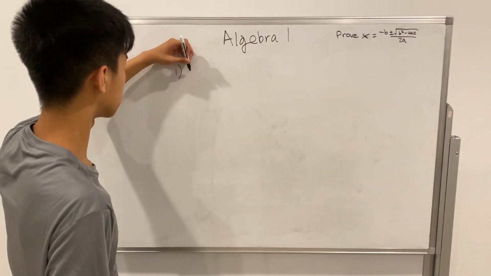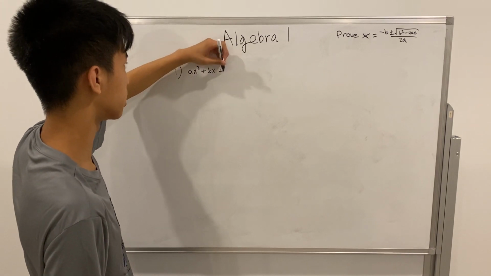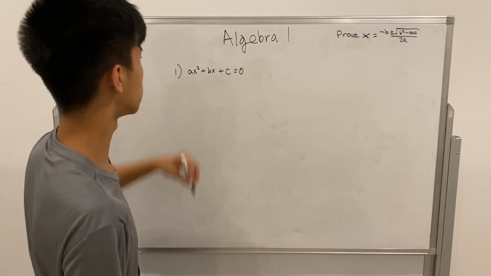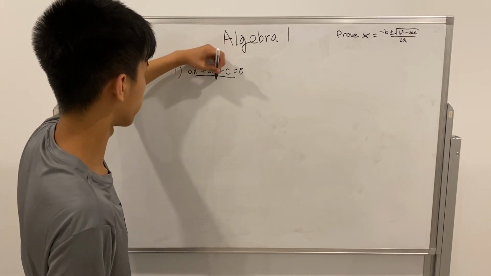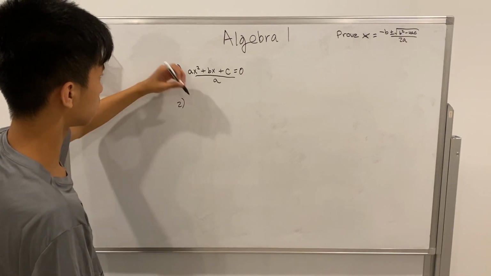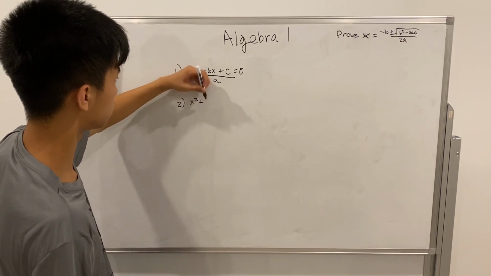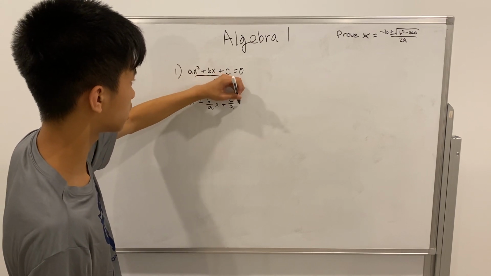So our first step is obviously to write out the equation. So that's ax squared plus bx plus c equals 0. And our first course of action is to divide everything by a. So in our second step, we'll have x squared plus b over a times x plus c over a, that's equal to 0.